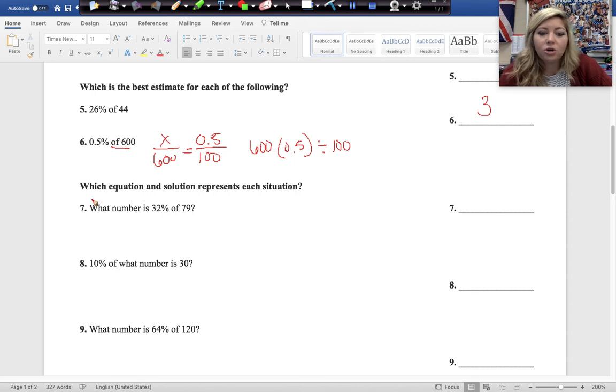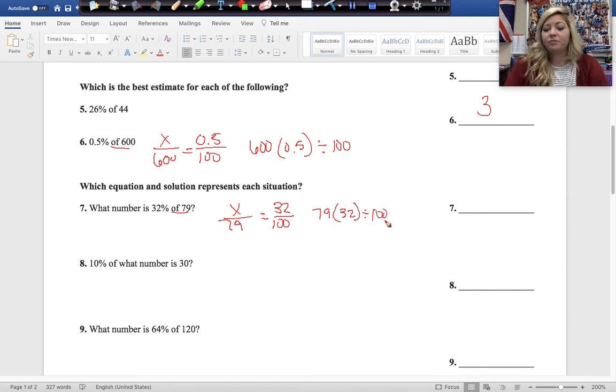Okay, the next one says which equation and solution represents each situation. We're still doing the same thing we've been doing. Is over of equals percent over 100. So 32 is my percent, so it goes over 100. Of 79 means 79 goes on bottom. And then we just cross multiply and divide. 79 times 32 divided by 100. So that is 2528/100. If you were trying to round that to the nearest tenths place, that would round up to 25 3/10.